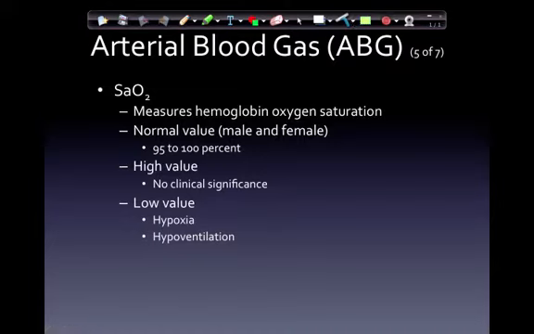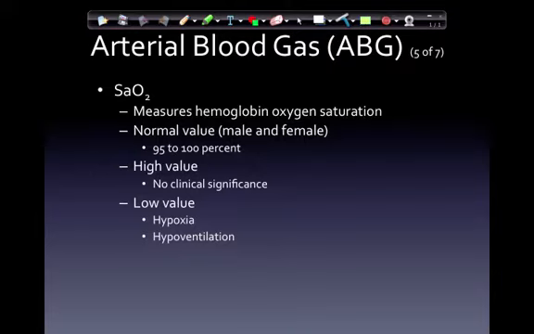SaO2, or pulse oximetry readings, measures the hemoglobin oxygen saturation. What this does is use a light that takes a look at the hemoglobin molecule and says, are you saturated or not? 95 to 100% on pulse oximetry readings is what we should get. A high value has no clinical significance. A low value suggests that we are hypoxic or have had a hypoventilation.